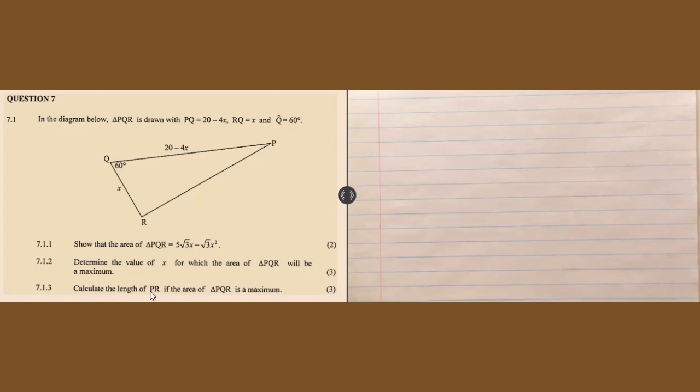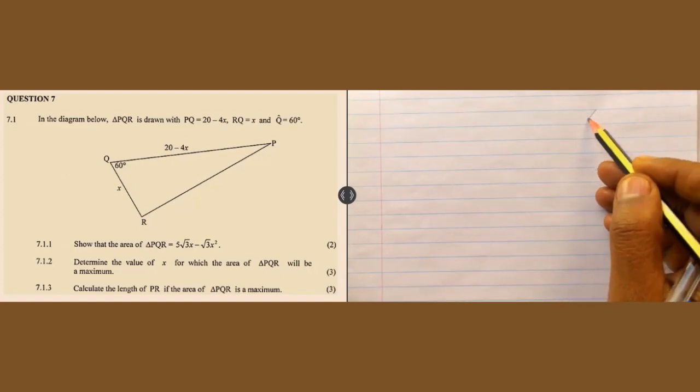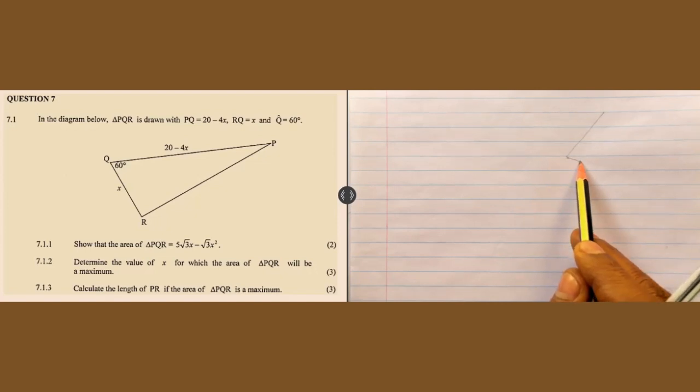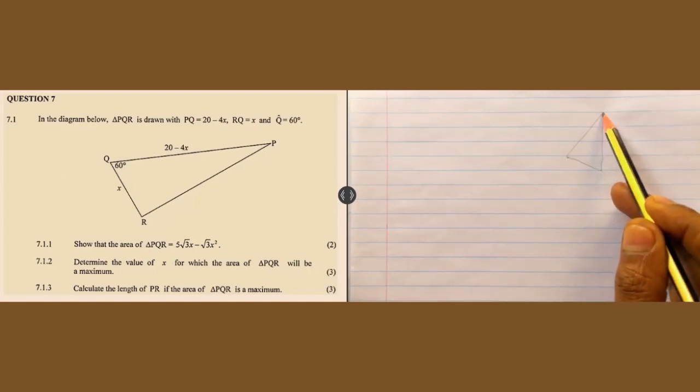They say calculate the length of PR, okay? And if the area of PQR is a maximum, so it means here they said determine the value of x, isn't it? So that value of x applies to when we are getting the highest possible area. So we are going to use that x so that we are able to compute this length there. All right, so that's the easy way. Let me do this so that I apply it easy peasy style.